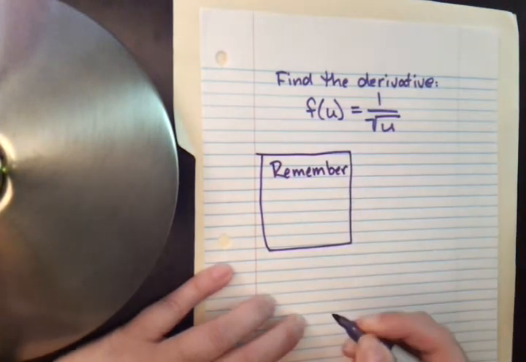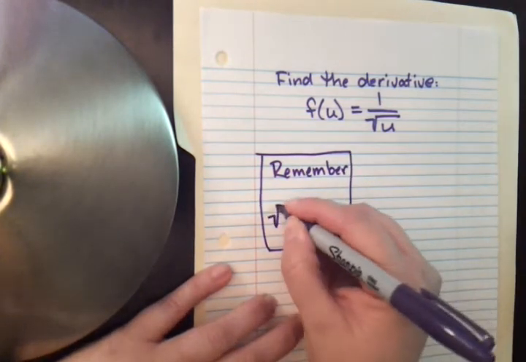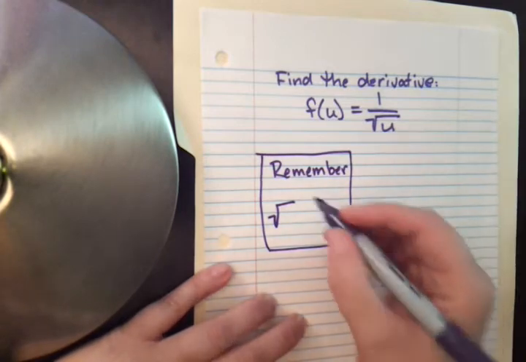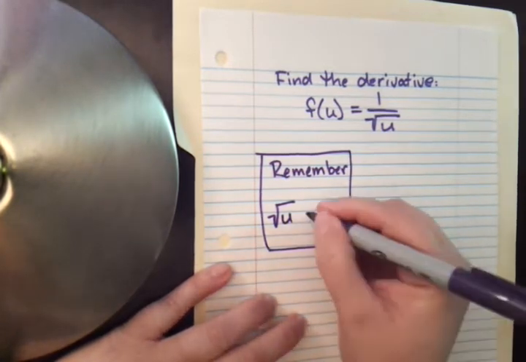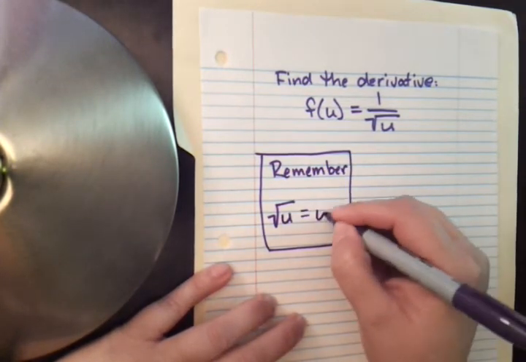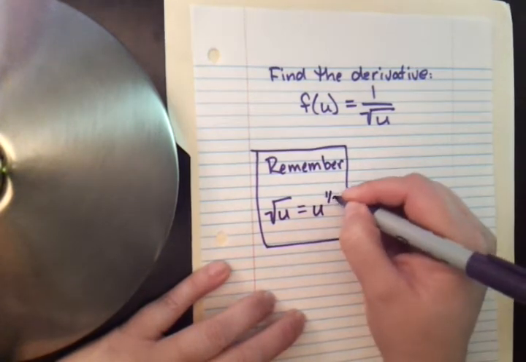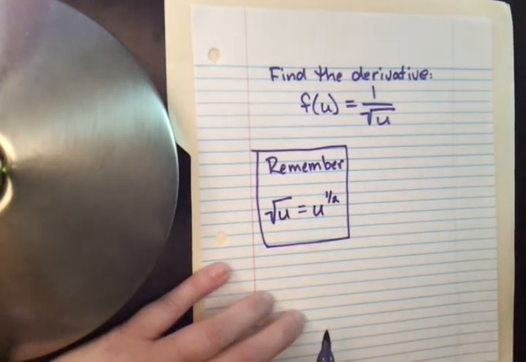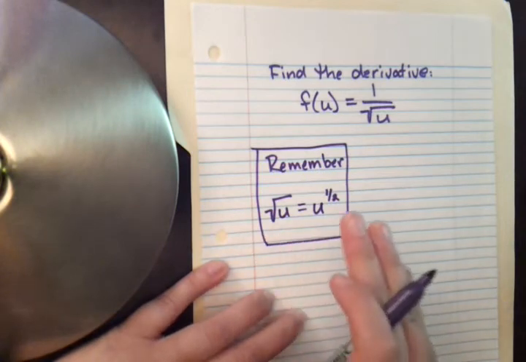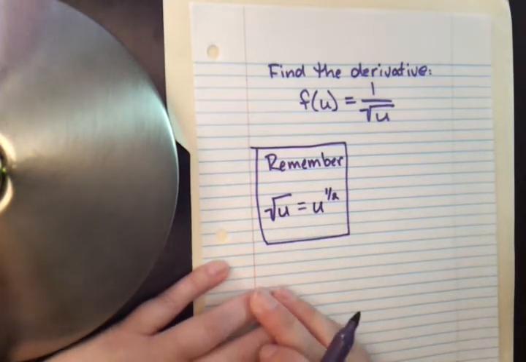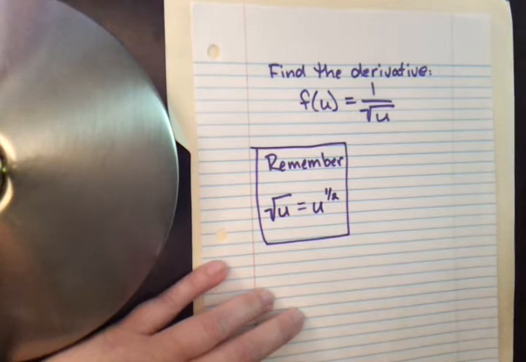Remember, the first thing I want you to remember is that if you have a square root of anything, in this case it's u, the square root of anything is the same as u to the 1/2 power. Okay, so whatever is under the square root, you can raise that to the 1/2 power. That's the exact same thing. And I know what you're thinking to yourself. You're thinking fractional exponents. That's not really any better than square roots, but I promise you it is.